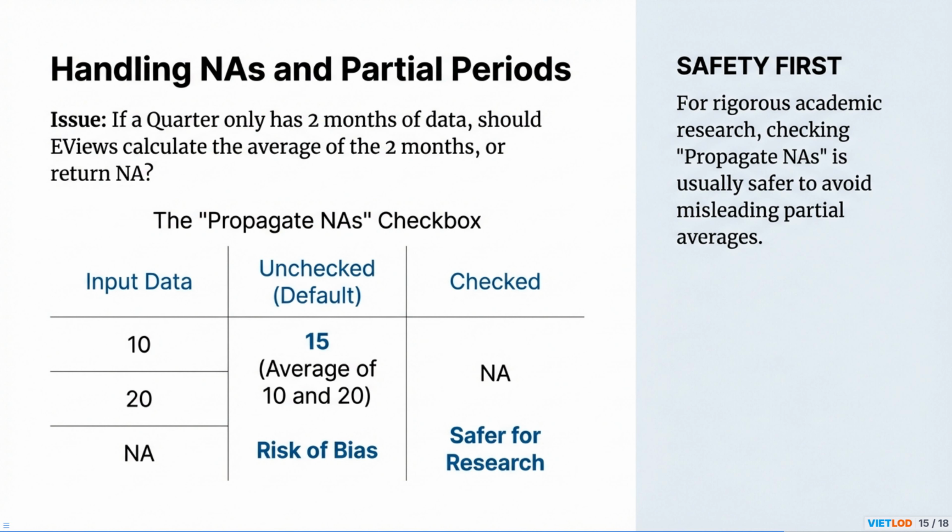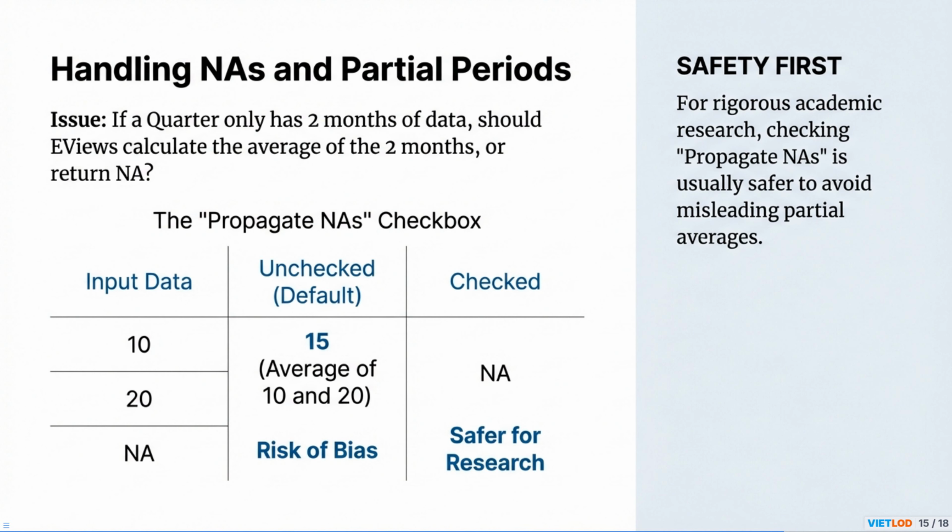For the method, since stock prices are a stock variable, you would select last observation to get the end-of-month closing price for each firm. EViews is intelligent here. It respects the seams between cross-sections and will not mix data from firm A with firm B.